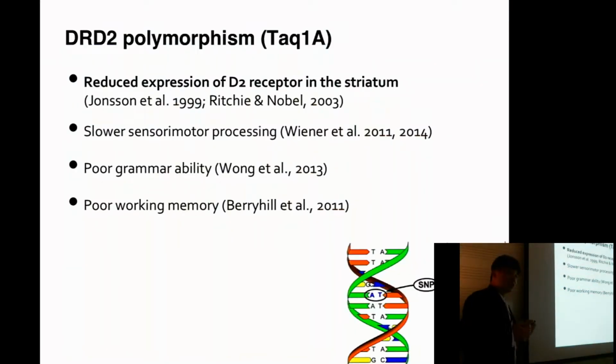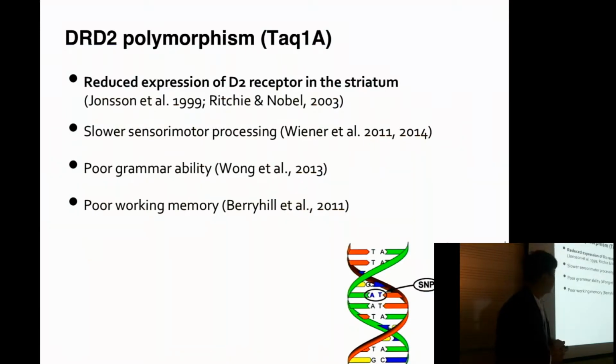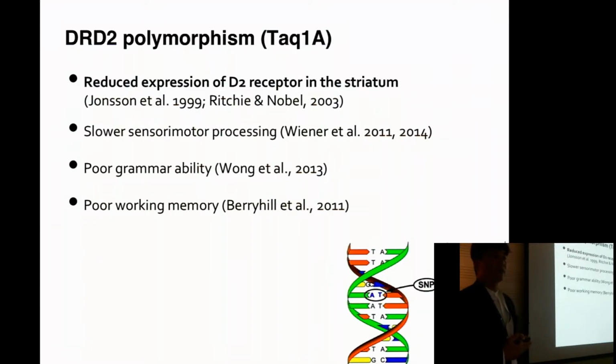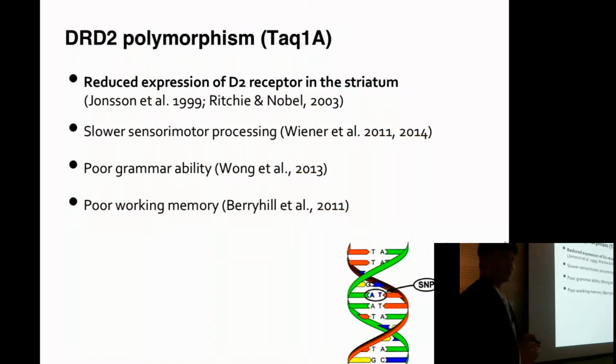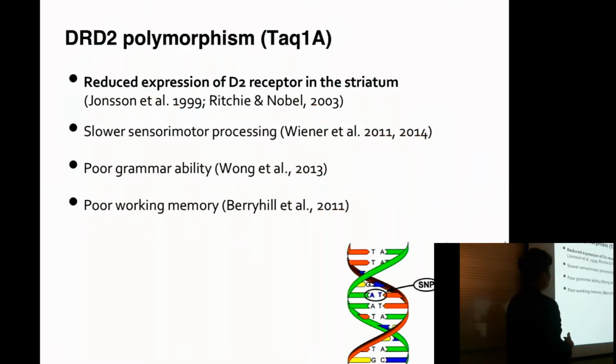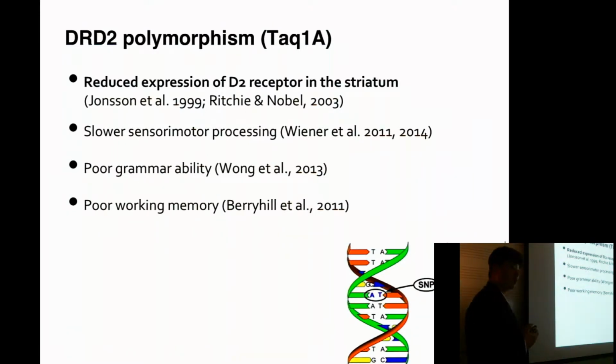Now there's a gene called the DRD2 gene. Some people are born with a slight mutation in that gene, so one codon is swapped. It's called SNP, or single nucleotide polymorphism. Now the consequence of that mutation is the reduction of D2 receptor in the striatum. And that causes some slow sensorimotor processing, right? I'll show you in a minute.